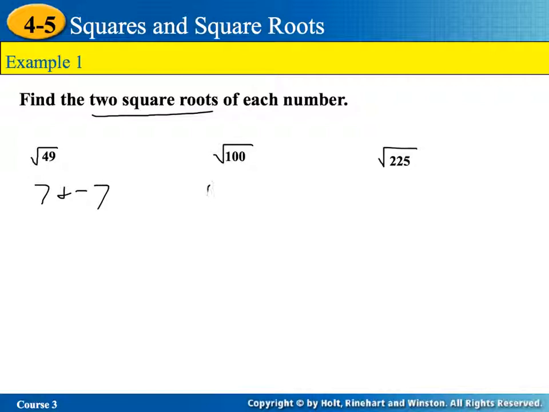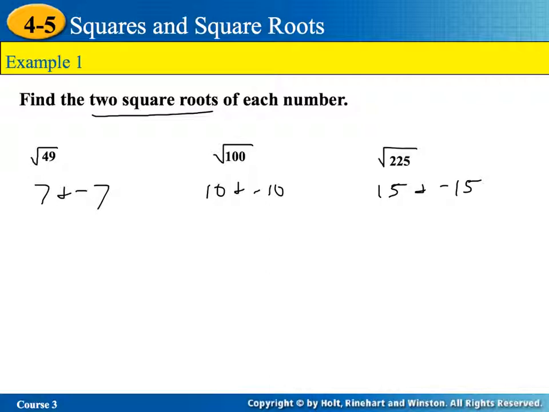100, 10 and negative 10. And 225 would be 15 and negative 15. If we look at this, 7 times 7 is 49. Negative 7 times negative 7 is a positive 49. 10 times 10, positive 100. 15 times 15, positive 225. So all of these are the square roots of each number.